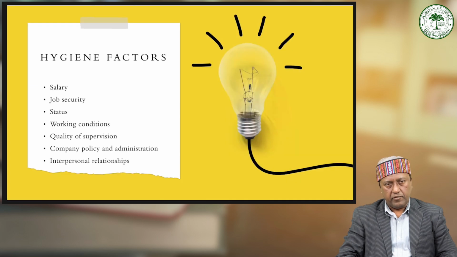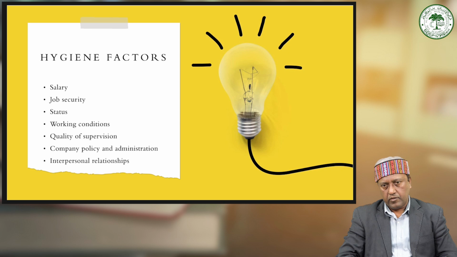Second element here is hygiene factors. The hygiene factors are aspects of the work environment that, when inadequate, can lead to dissatisfaction. These factors include salary, meaning fair compensation for the work performed. Second important factor here is job security, meaning assurance of stable employment.